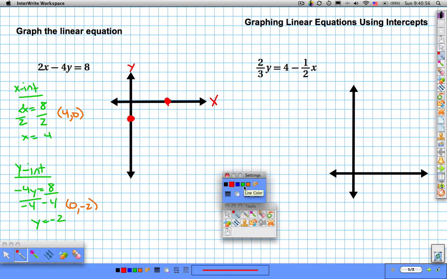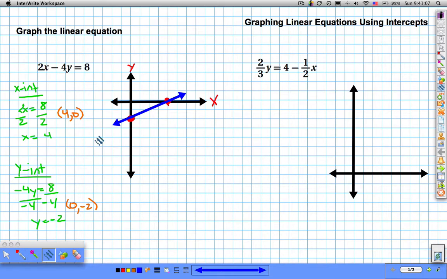Once I do that, then I can go ahead and draw my line through those two points. And that's it. So we use our intercepts and then we can graph it and we're done. Notice we don't have to make a table or anything like that.